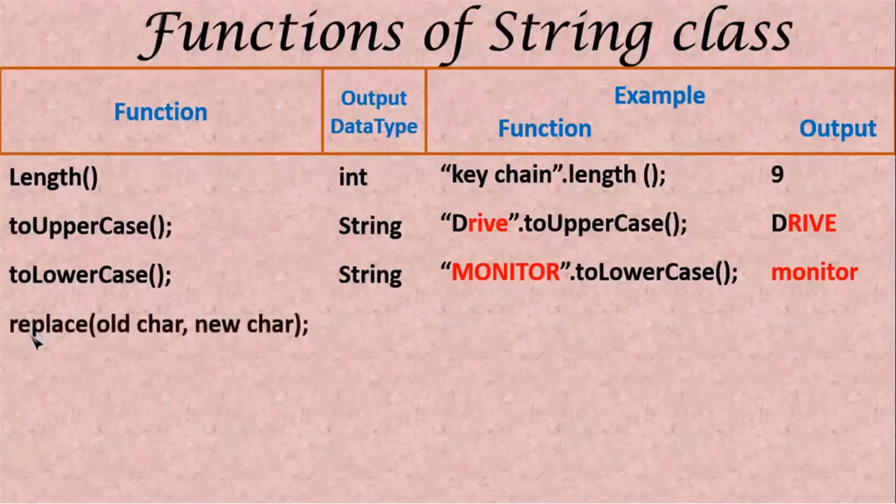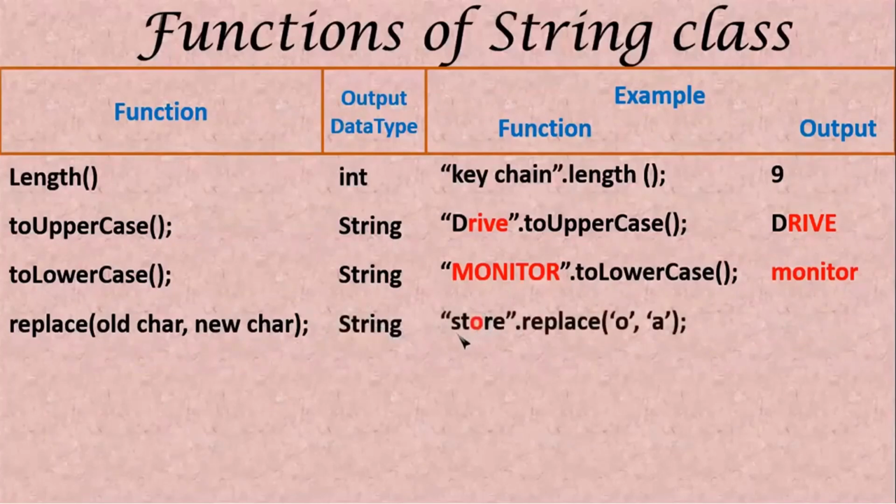The next one, replace of old character, comma, new character. That means we are going to give a character which is available in the string, and then we are going to change it into the new character which we want to replace. So again the output data type will be string itself. Here for example, I have given store dot replace O, comma A. See, O is a letter here, that is a character, so it is in single quotation. Same like that, A is also given in the single quotation. So the output will be O being replaced with A, so it will be star.